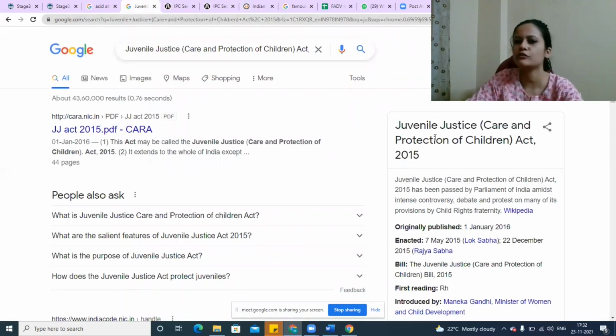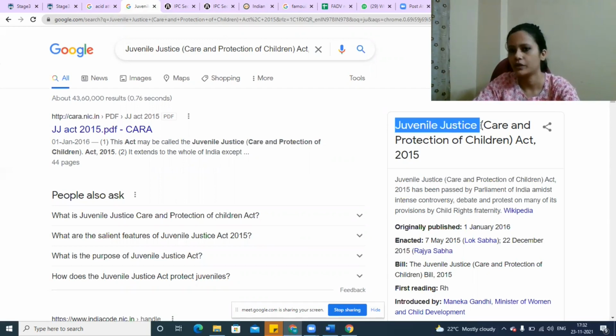Previously, what happened, right? The Juvenile Justice Care and Protection Act said that if any child below the age of 18 years has committed a crime, they cannot be tried like a normal adult. They will not be given the punishment mentioned under IPC, but rather they will be tried under the Juvenile Justice Board, which is a much softer version of trial, where they will be sent to a rehabilitation center for maybe up to 3 years.